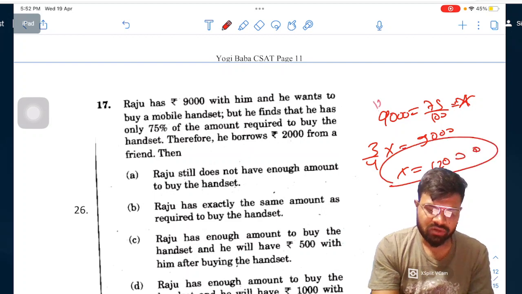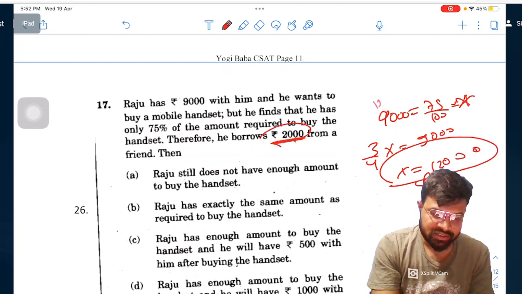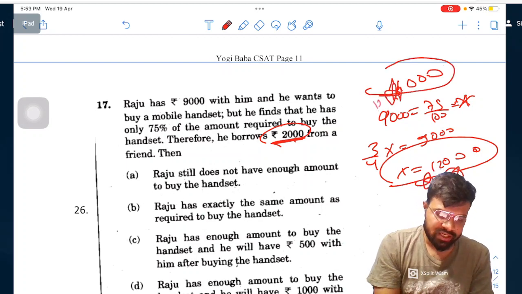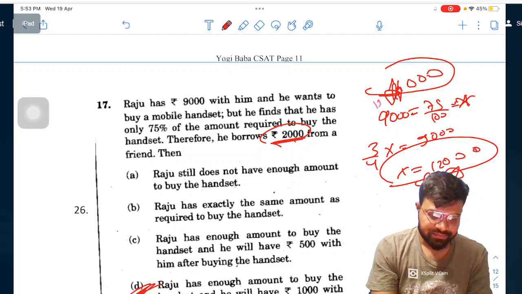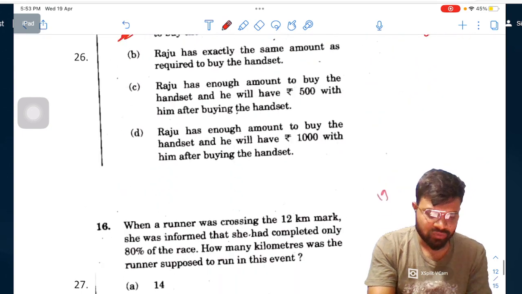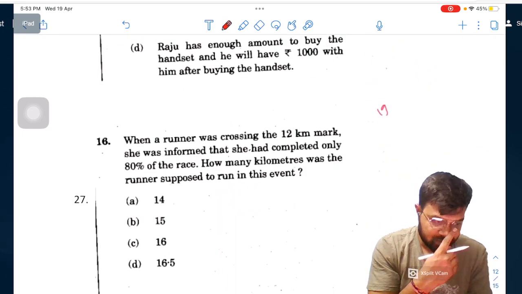So the total amount X is 12,000. Now he borrows 2,000. That means now he has 11,000 rupees. The amount is 12,000 and he has 11,000 with himself. So he still does not have enough, because he needs 1,000 rupees more.